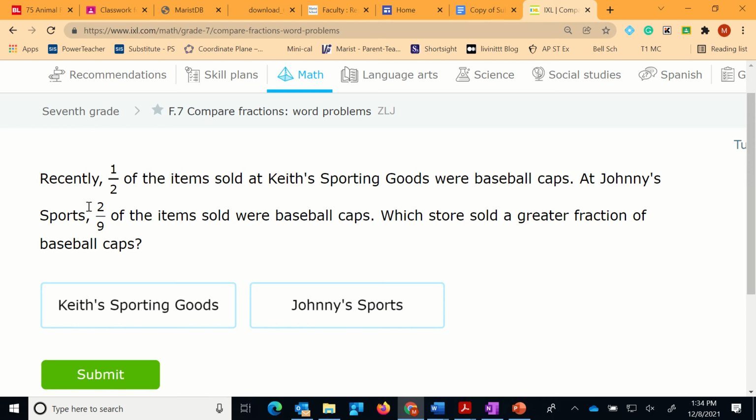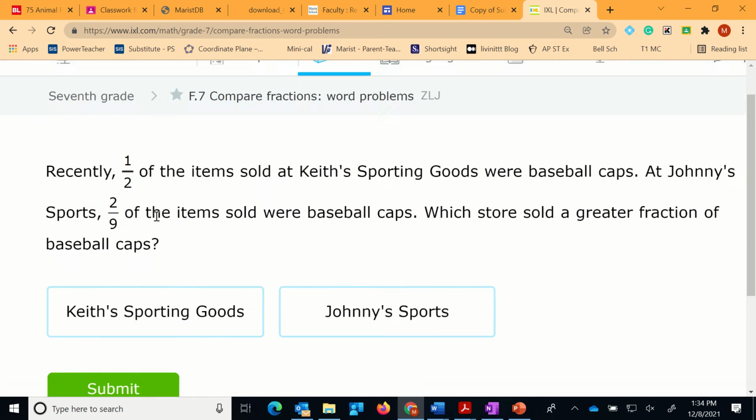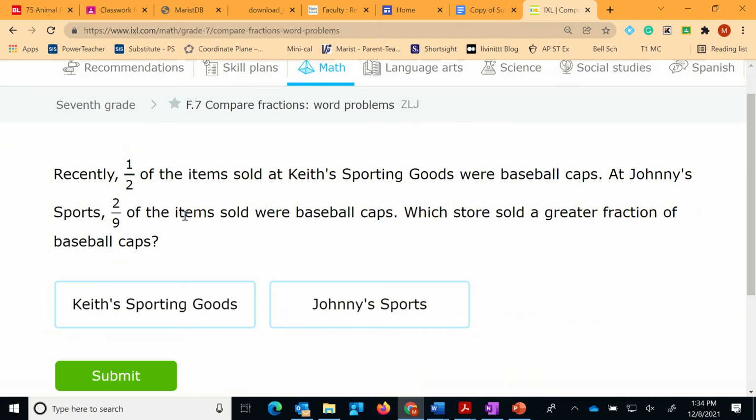All right, 2/9. What's half of 9? 4.5. So 4.5/9 is 1/2. So 1/2 is greater than 2/9. So that would be Key. Half of the items sold at Key Sporting Goods were baseball caps. Which store sold a greater fraction of baseball caps? Key did.